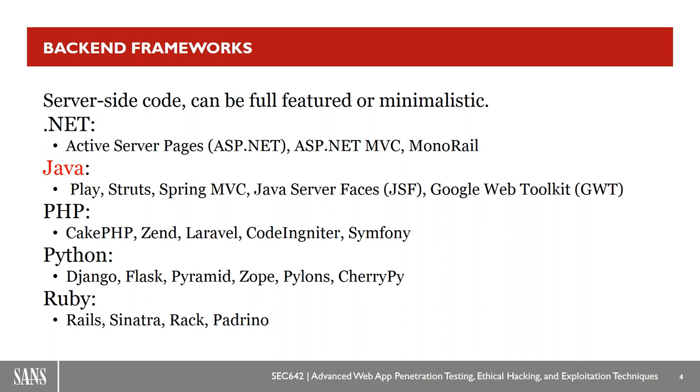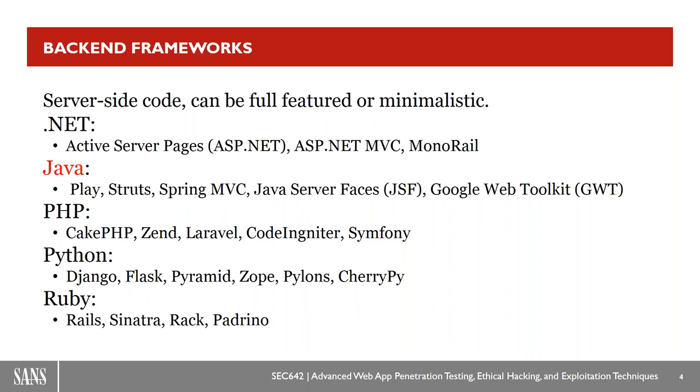It's hard to tell what to include in a course like 642 from which these slides come, because the oldies are still around. For example, Struts, ASP.NET, been around for a long time, PHP, Python, Ruby, they've all been around for a long time, but there are newer frameworks. There's also Go, for example.